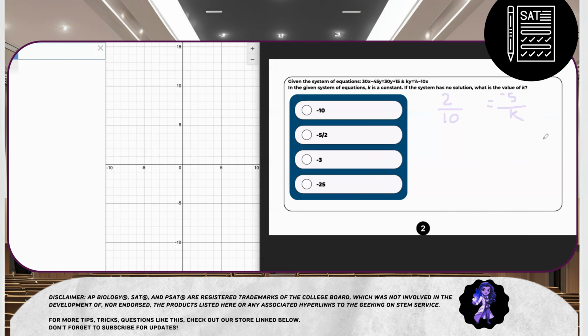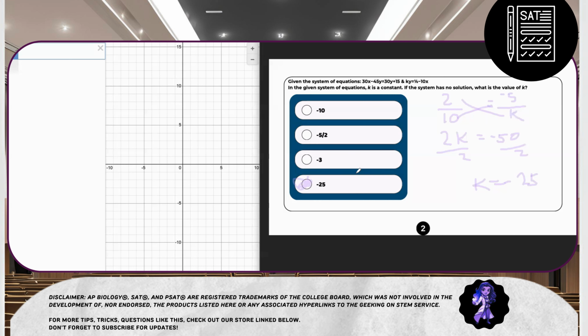Now that I have those, I'm going to cross multiply, and that will give me 2k, because I'm going to multiply 2 and k, and cross multiply the 10 and the -5, and that's going to give me -50. Divide both sides by 2 and 2, giving -25 equals k, which gives us the final answer here. Answer choice D. So that's the long way to solve this problem.